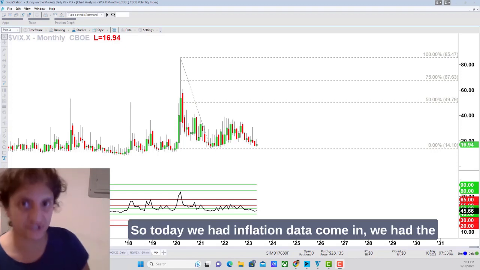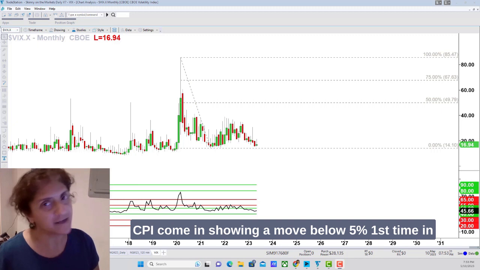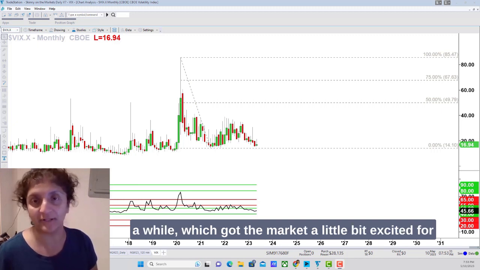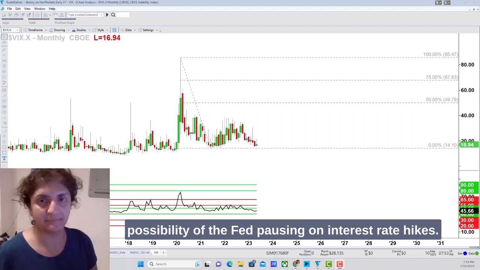So today we had inflation data come in. We had the CPI come in showing a move below 5%, first time in a while, which got the market a little excited for the possibility of the Fed pausing on interest rate hikes.